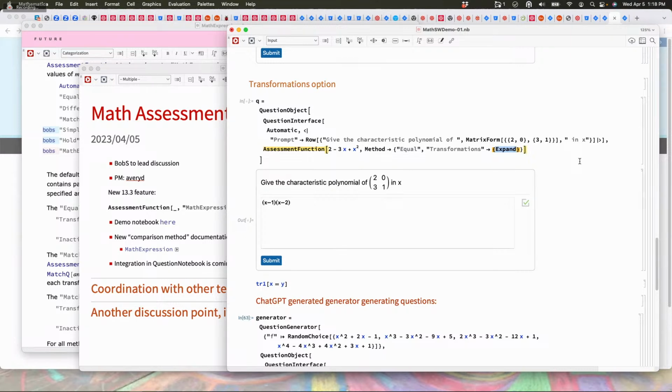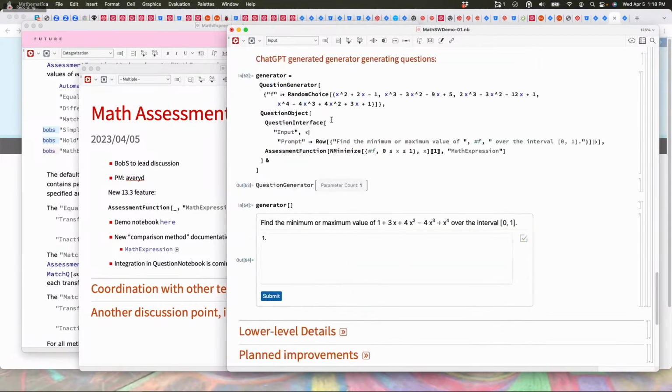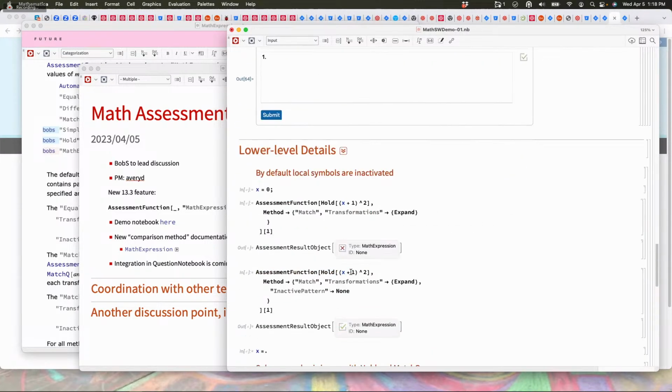Yeah, I agree. Okay, let's get to the end of the agenda. Let's come back to this. What's the next thing you're going to talk about here? Okay. Here's an example of one that came out of ChatGPT. So we can keep going into lower level details. Do you want to get into that?